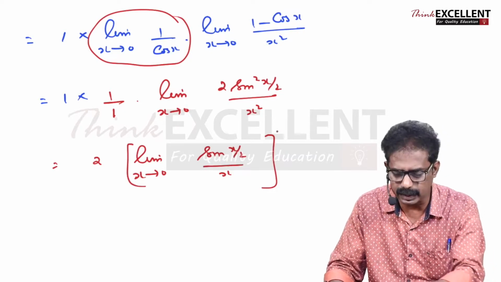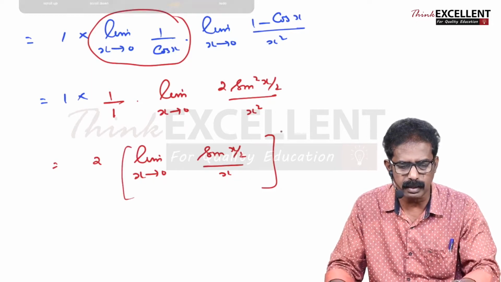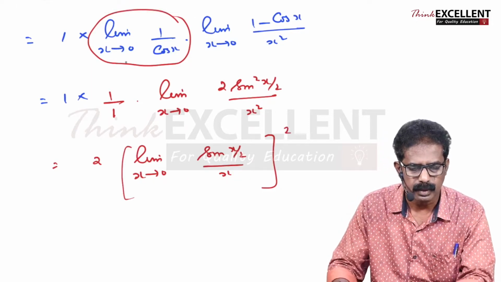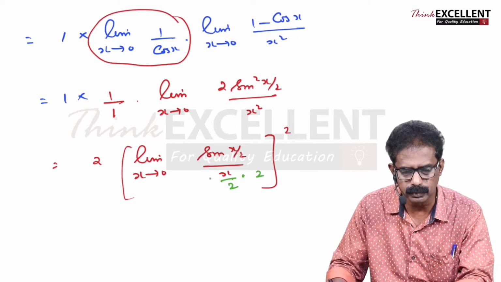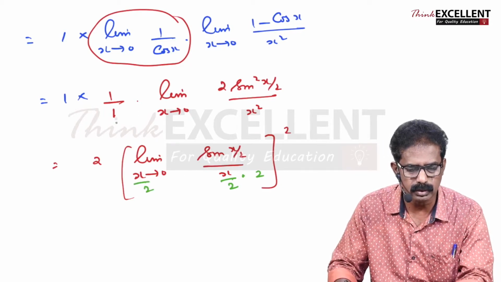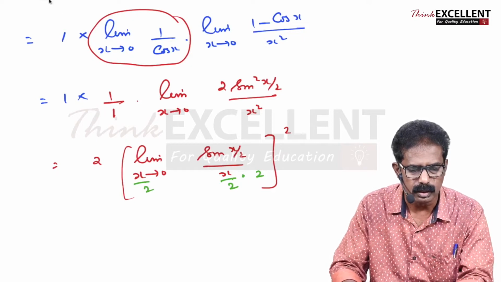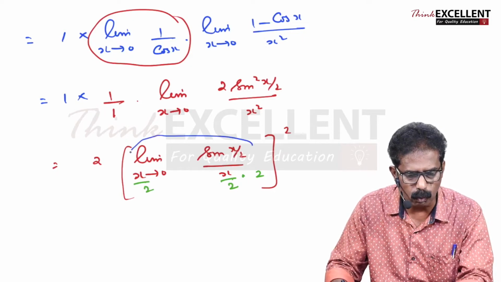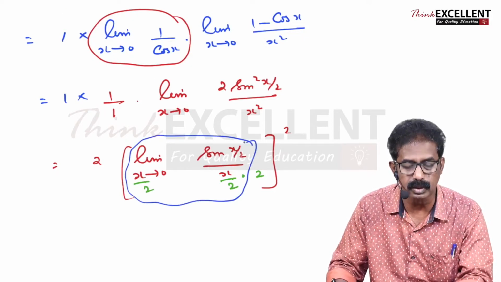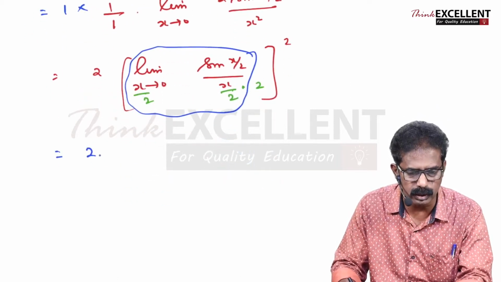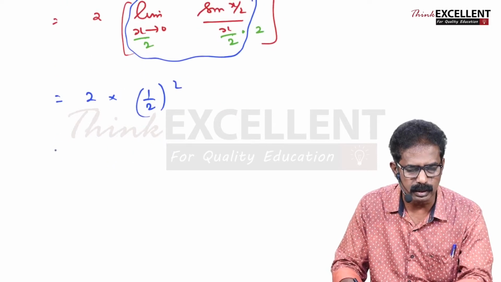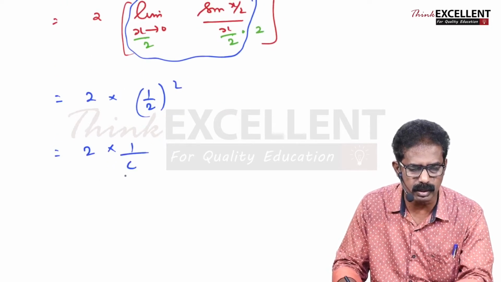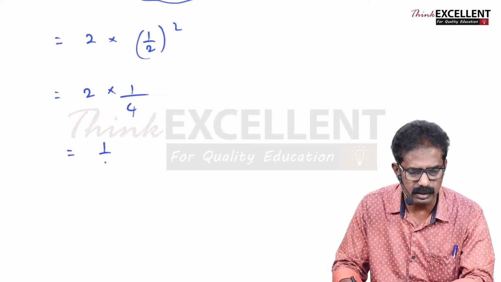So what do you need extra? You just multiply and divide. See? Here, since we have x by 2, I want an x by 2 here, so into 2. Here also x by 2. So now you know this part will be 1, right? Limit theta tends to 0, sin theta by theta is 1. So 2 into 1 by 2 the whole square. So that is 2 into, 1 square is 1, 2 square is 4. Cancel, your answer is 1 by 2.